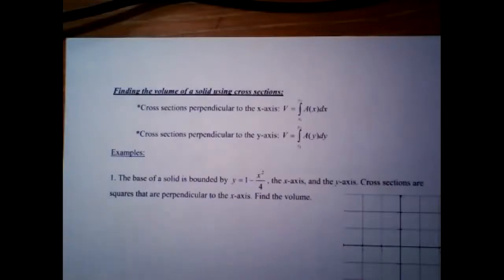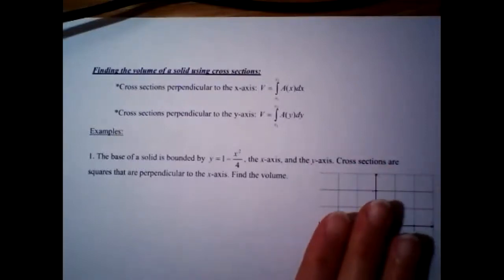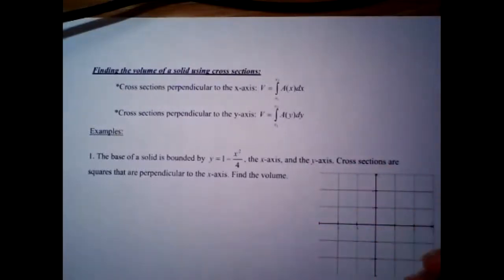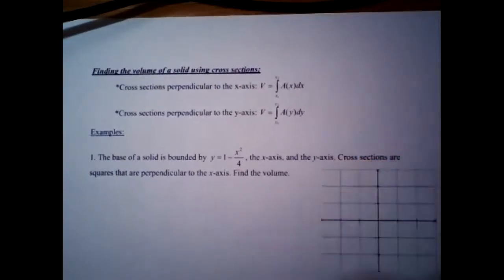So what we're going to find are the volumes of three-dimensional objects, and you're going to have to imagine them. What we're going to draw on the paper is two-dimensional, and that's going to be the base of the object. And then these shapes, you're going to have to imagine them popping up out of the paper towards you, kind of like a pop-up book.